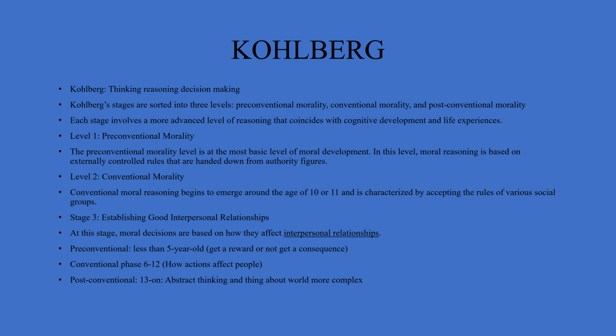So the pre-conventional is less than 5 years old. You get a reward or you get a consequence, right? You listen to your parents, your caregivers. Conventional phase is 6 to 12, how the actions affect people. And then post-conventional, like I said, 10 to 13 and on, you're developing your abstract thinking and you're thinking about the world in a more complex way.